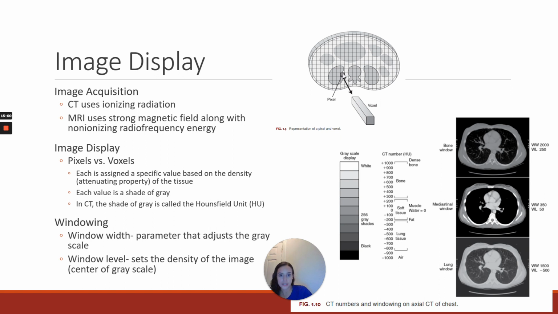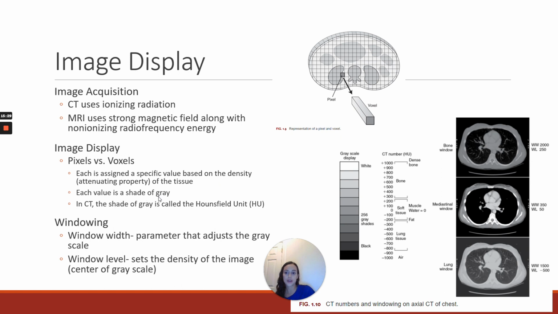And that's why you see this right here. It's a pixel. Pixels, same thing that you see on your phone screen. When you're talking about pixels, you're talking about a 2D image. When you're talking about a voxel, you're talking about a stack of pixels. So voxels is actually referring to 3D images. Pixels is referring to 2D images. So each pixel is assigned a specific value based on the density or the attenuating property of the tissue.